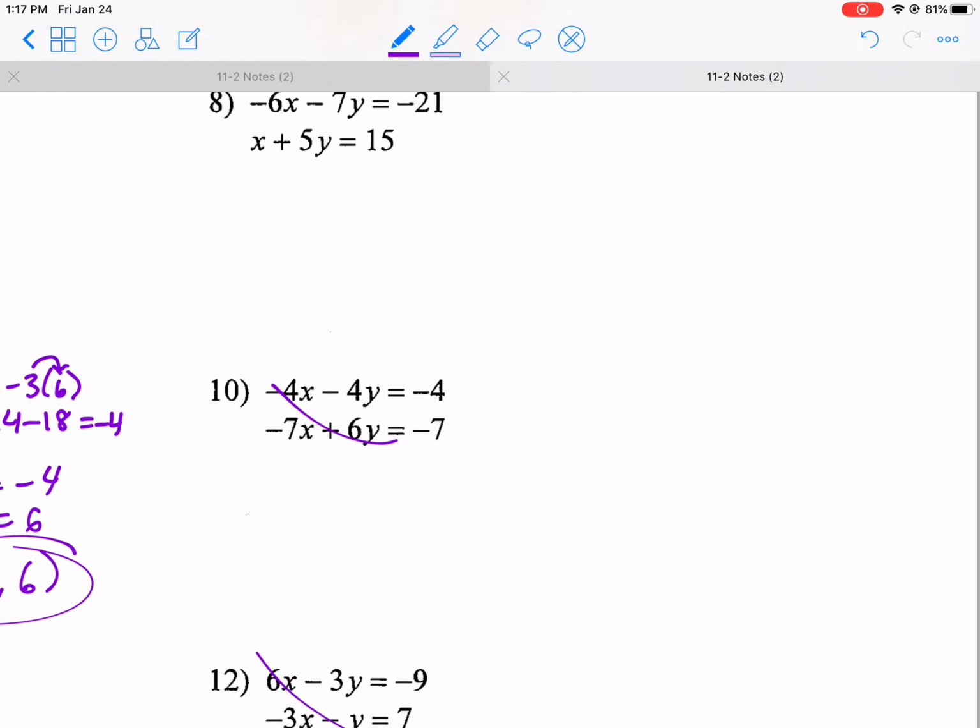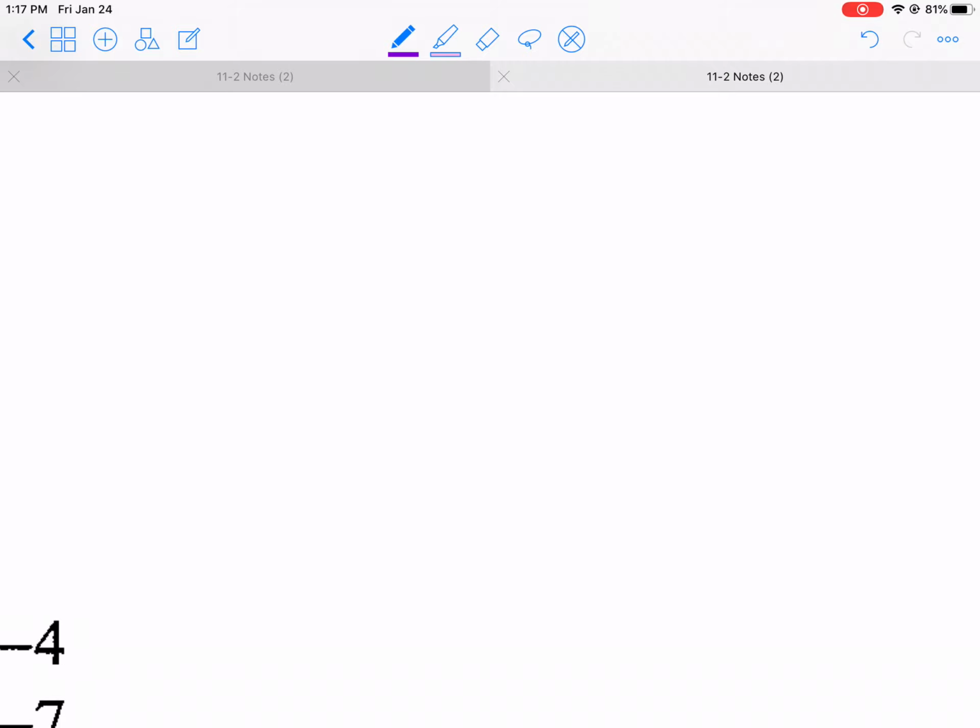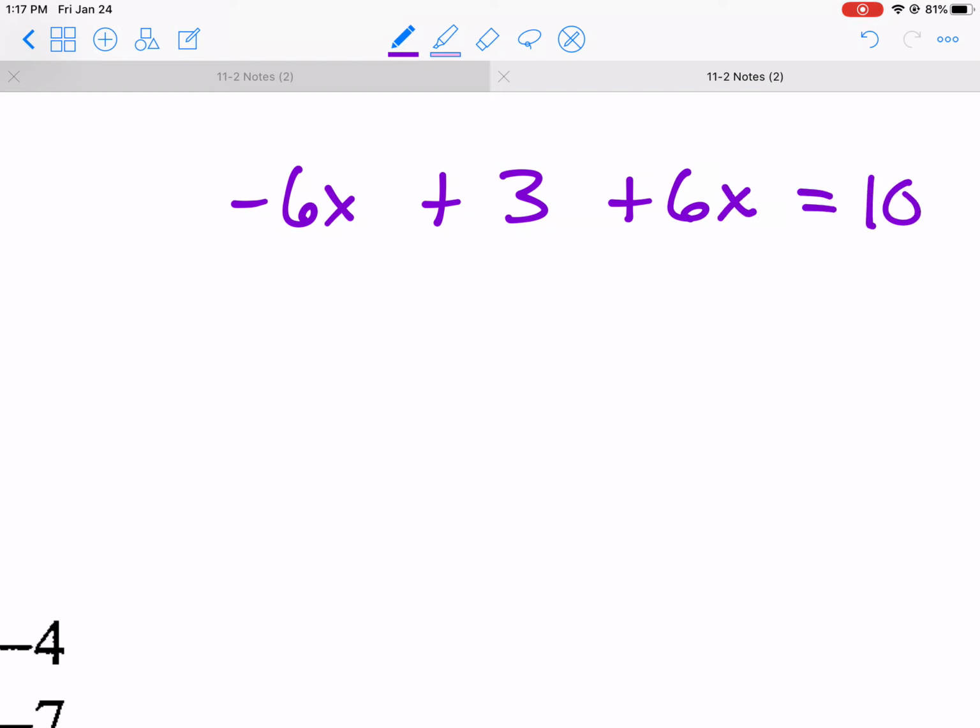Let's talk about special situations here. Suppose that you're solving one, and it looks something like that. As you simplify the like terms over here, you'll notice that they go to 0x. So x is gone, and we're left with the equation 3 equals 10. When all the variables go away, there are two possible solutions for the whole thing. One is no solution, or you could have infinitely many.